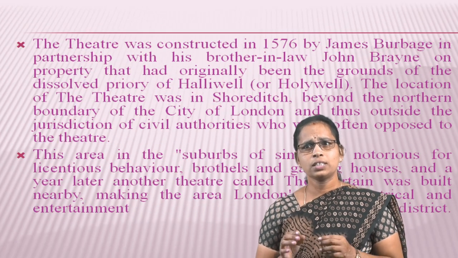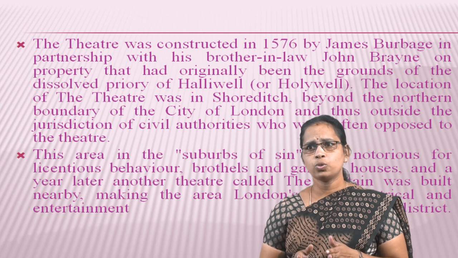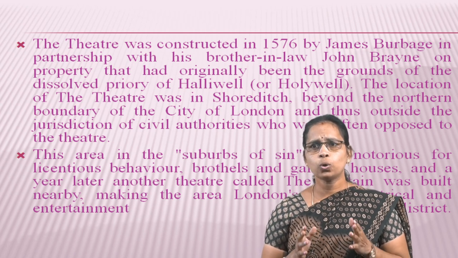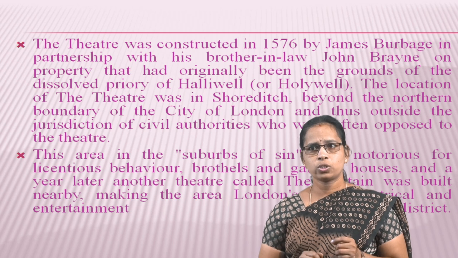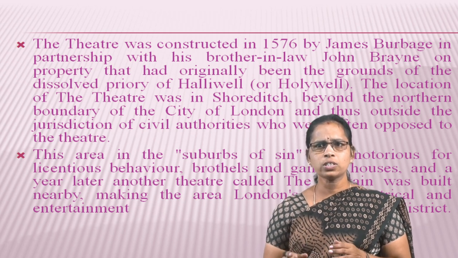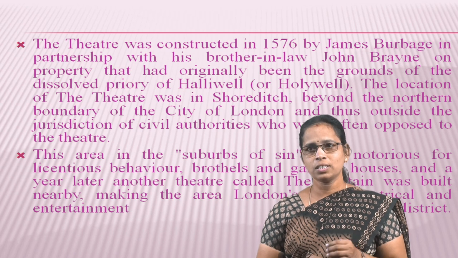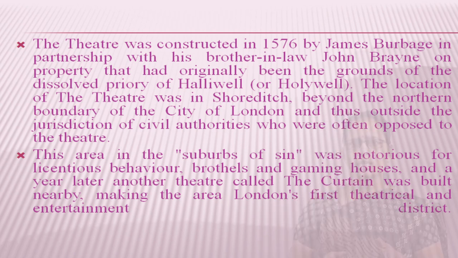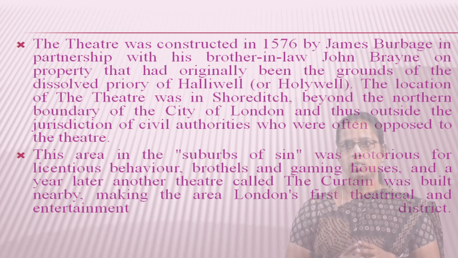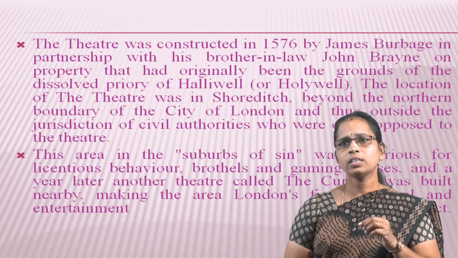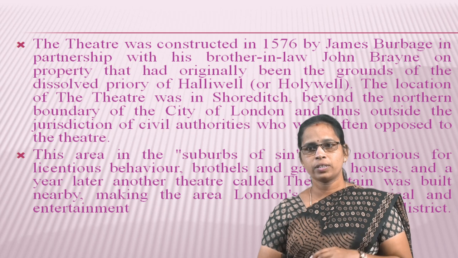The theatre was constructed in 1576 by James Burbage in partnership with his brother-in-law John Brayne on property that had originally been the grounds of the dissolved priory of Holywell. The location of the theatre was in Shoreditch, beyond the northern boundary of the city of London and thus outside the jurisdiction of civil authorities who were often opposed to the theatres. The area in the suburbs was notorious for licentious behavior.